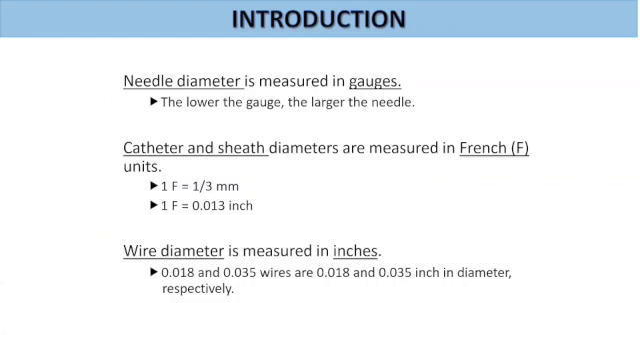So we'll come to the basic metric system which we use for the instruments: needles, catheters, and wires. Needles are always measured in gauge. Catheters are always measured in French, and one French is 1/3 of a mm, so 1 mm would be 3 French. And wire diameter is always measured in inches. Wires are of various outer diameters, that is 0.014, 0.018, and 0.035 wires.